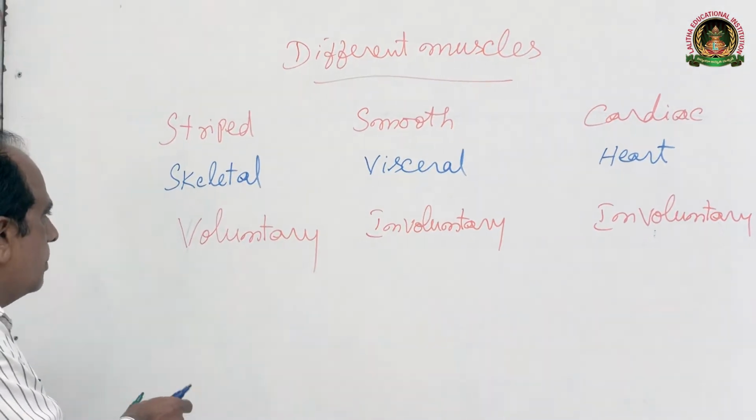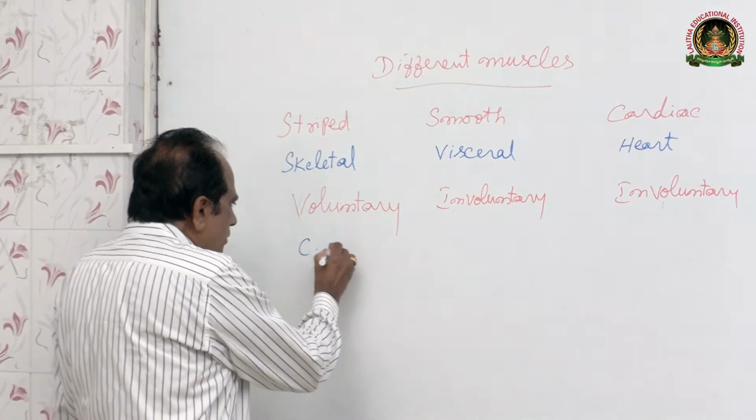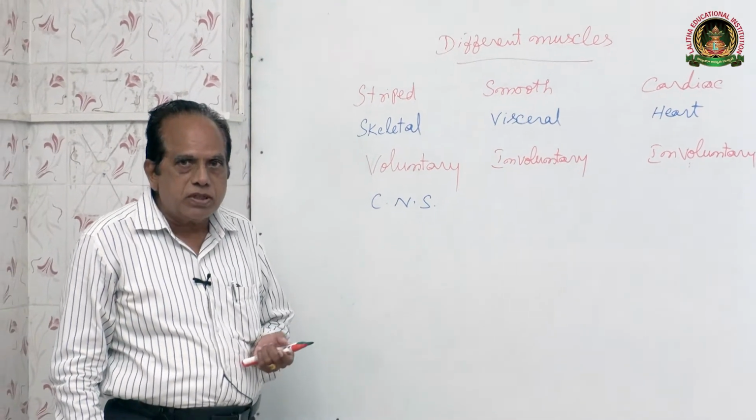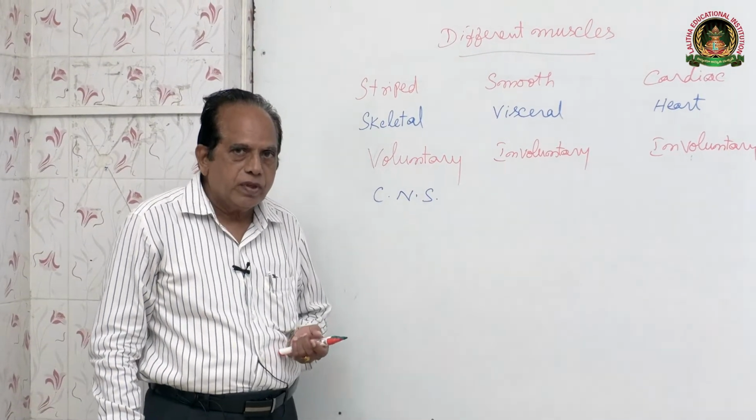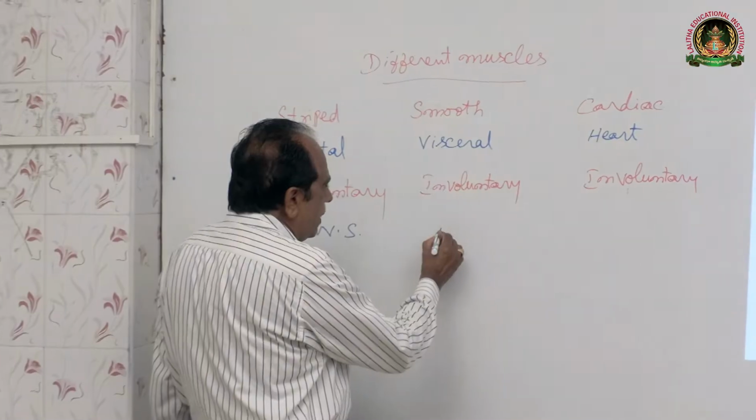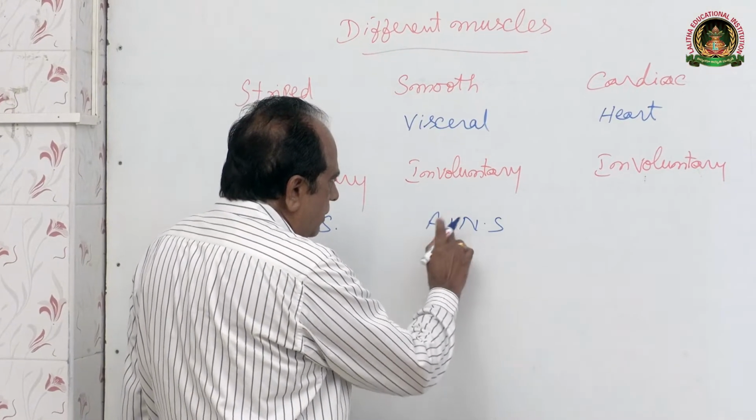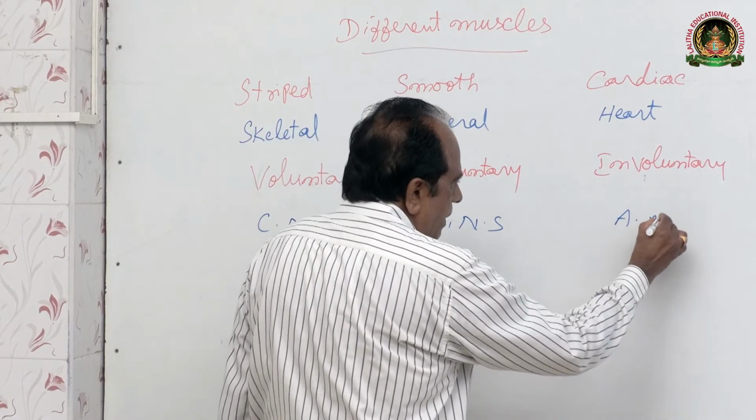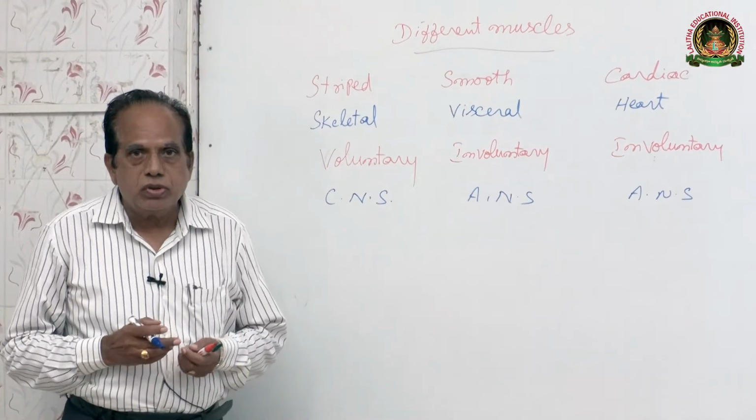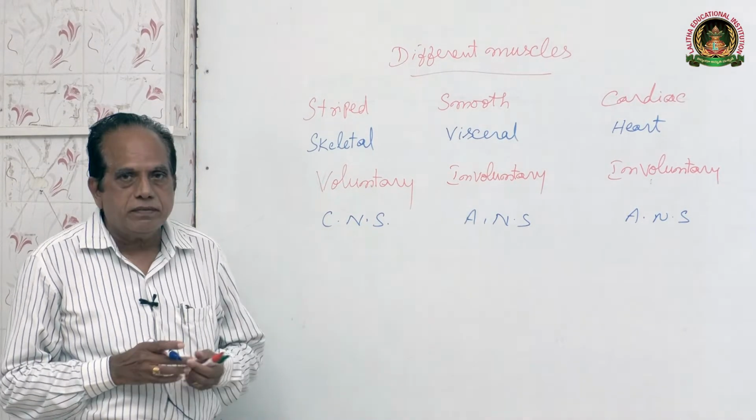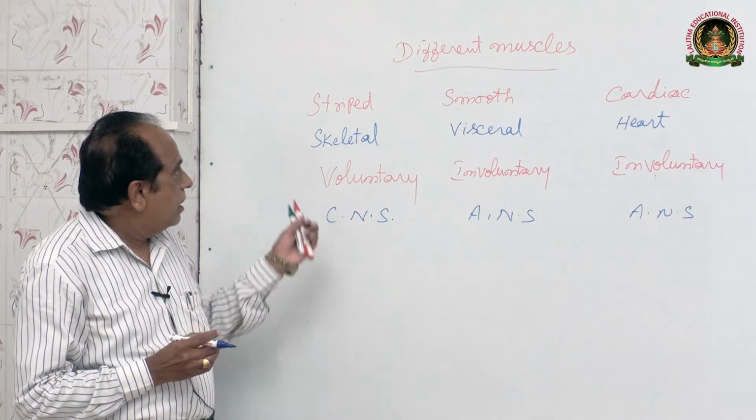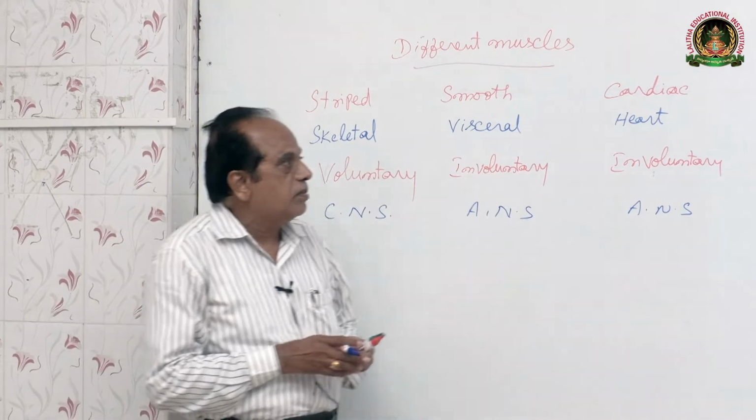The striped muscles are supplied with nerve fibers originating from the central nervous system, say cranial nerves and spinal nerves, whereas the smooth muscle fibers are supplied with the autonomic nervous system. The sympathetic and parasympathetic nerves are supplied to smooth and cardiac muscle fibers. So, they are involuntary. So, these are the three different types of muscles: striped muscles, smooth muscles and cardiac muscles.